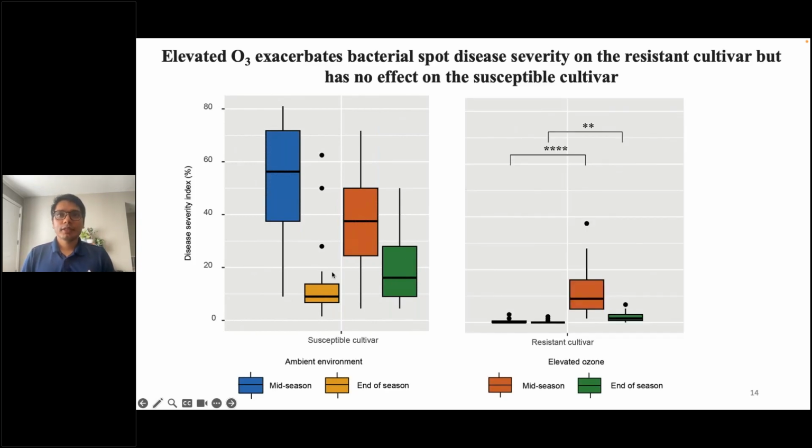But if we look at the disease severity on the resistant cultivars, we saw a significant increase in the disease severity both during the mid-season in the elevated ozone chambers and also in the end season as compared to that of the ambient environment. So this increase in the disease severity in the resistant cultivars in the presence of the elevated ozone shows that under the influence of elevated ozone, there might be an erosion of the resistance in these cultivars.